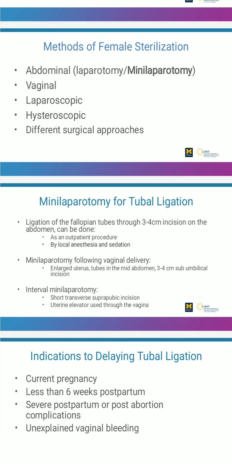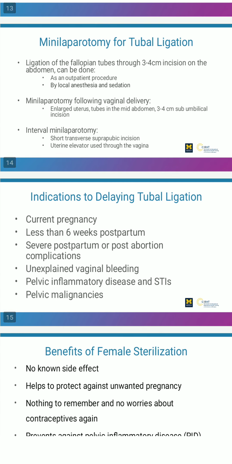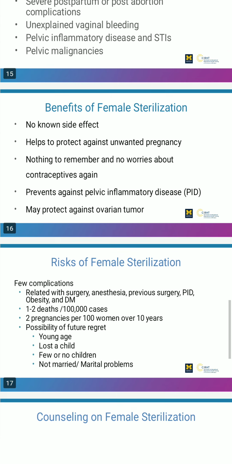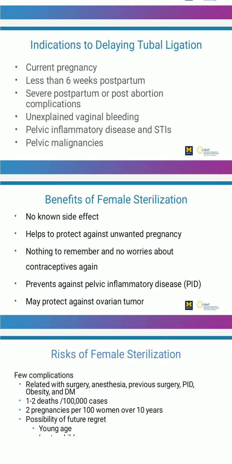The interval mini laparotomy uses a suprapubic incision, with a uterine elevator used through the vagina. The indications for delaying tubal ligation are: current pregnancy of less than 6 weeks, severe postpartum or post-abortion complication, unexplained vaginal bleeding, pelvic inflammatory disease and STIs, and pelvic malignancies.